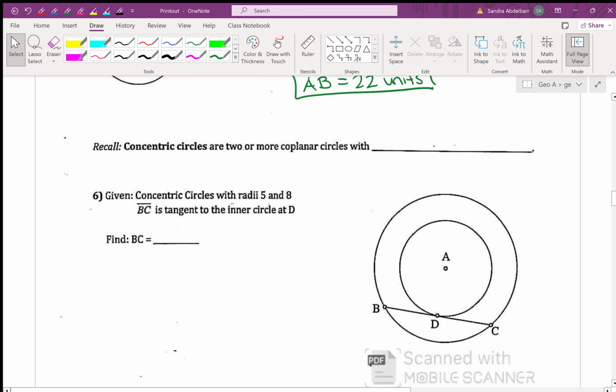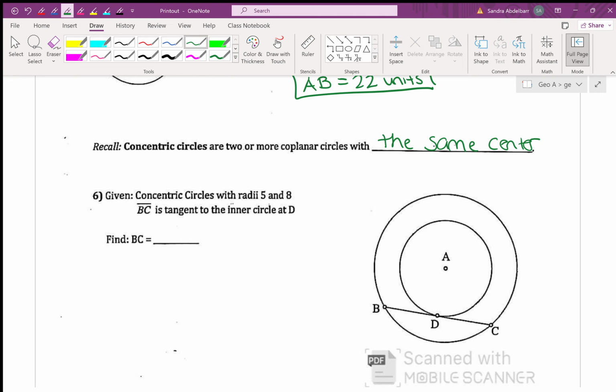All right, we learned this word before. Concentric circles are two or more coplanar circles with the same what? Center point. Good, with the same center point. All right, so let's think how strategically we can plot this given information. So it says concentric circles with radii 5 and 8. Clearly, the smaller circle will have a radius of 5 and the larger circle will have a radius of 8. Doesn't that make sense? All right, BC is tangent to the inner circle at D.